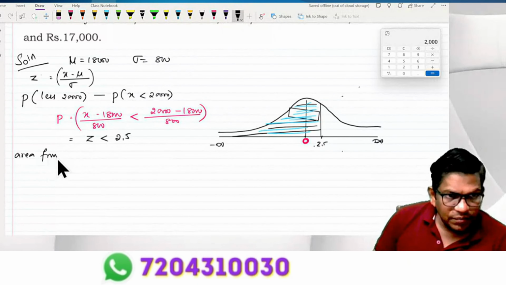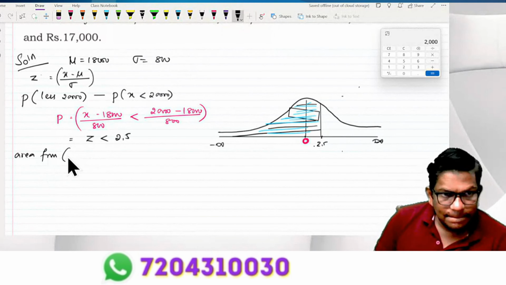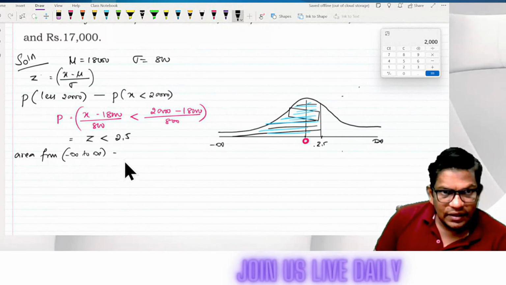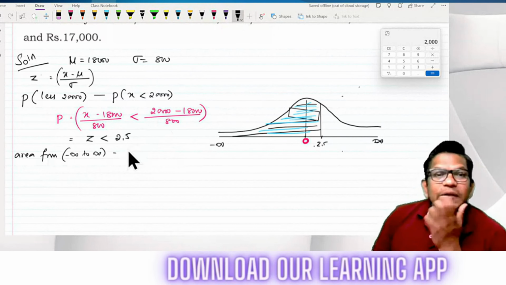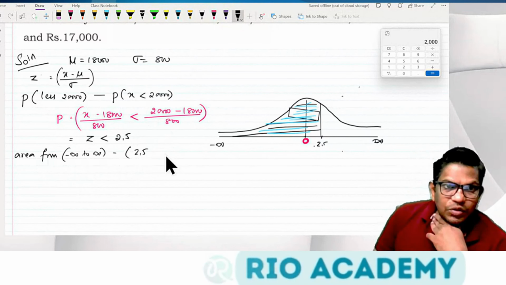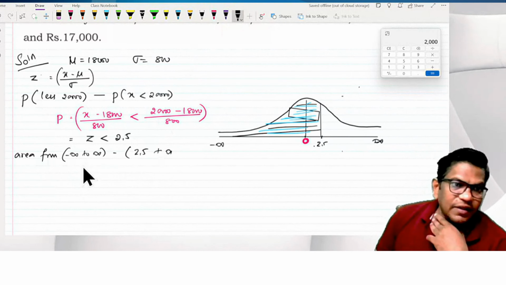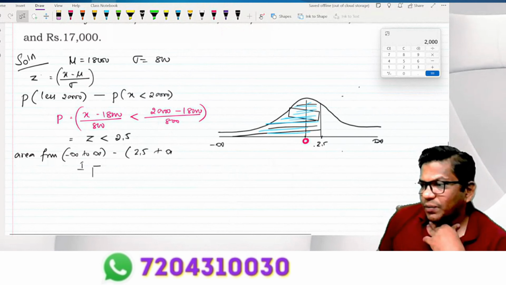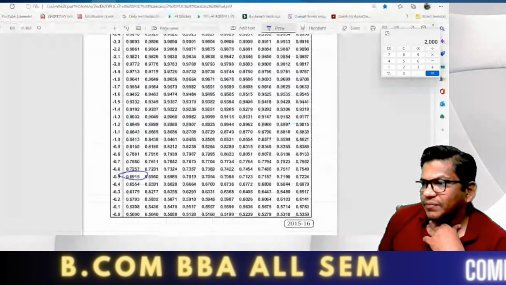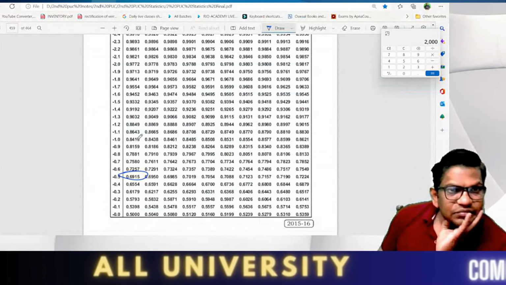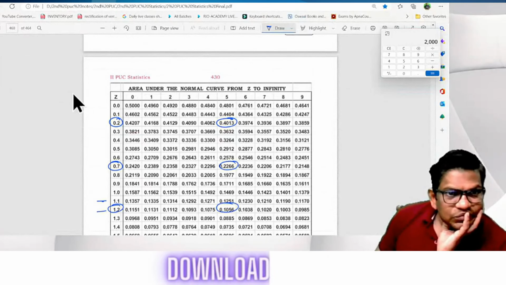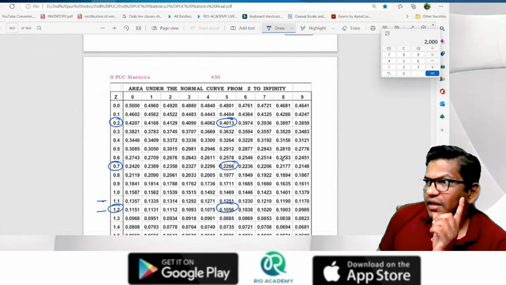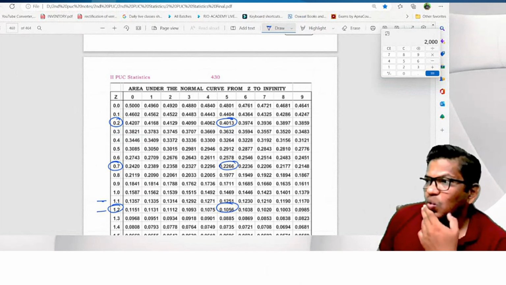Area from minus infinity to plus infinity, and what बच्चों? 2.5 to infinity. So this is 1 we have, and the positive number 2.5, ये एक्स्ट्रा करता हूँ. Tell me बच्चों, how much is it coming? 2.5, that is 0.4013. Correct?